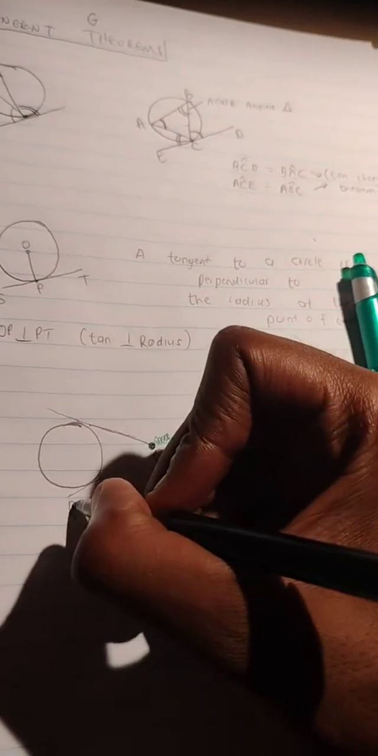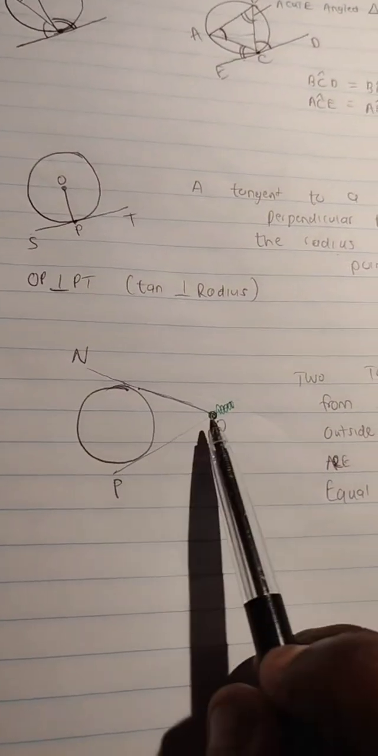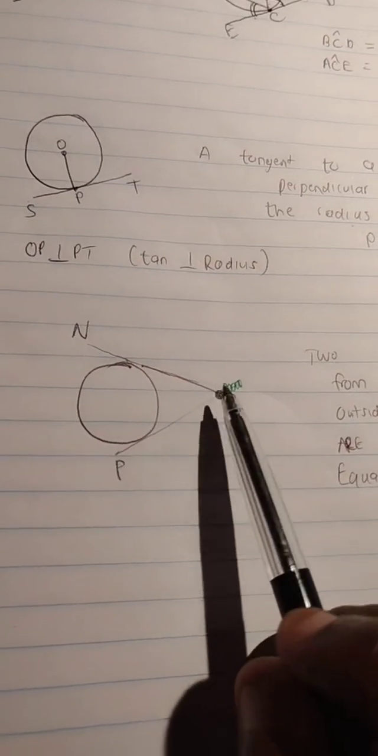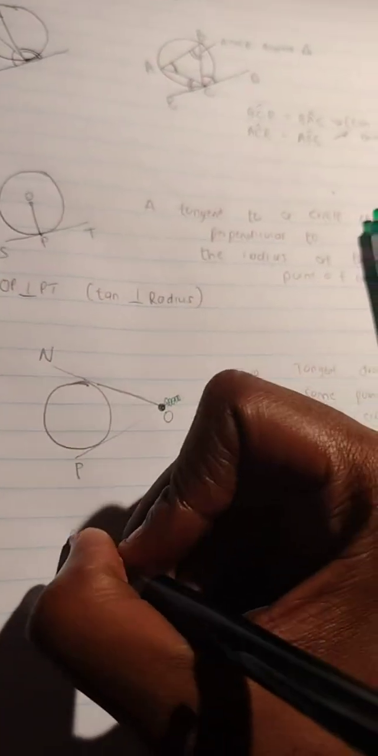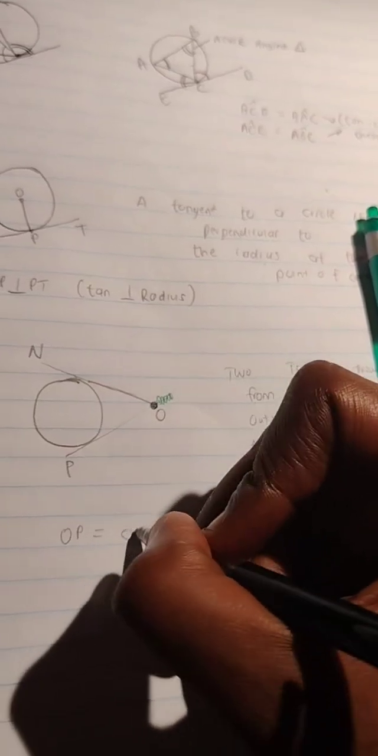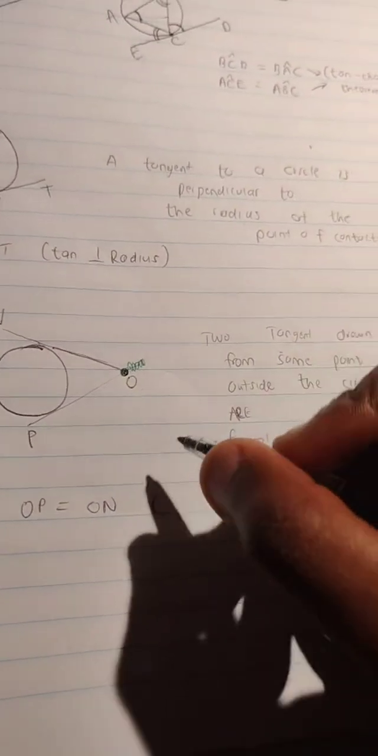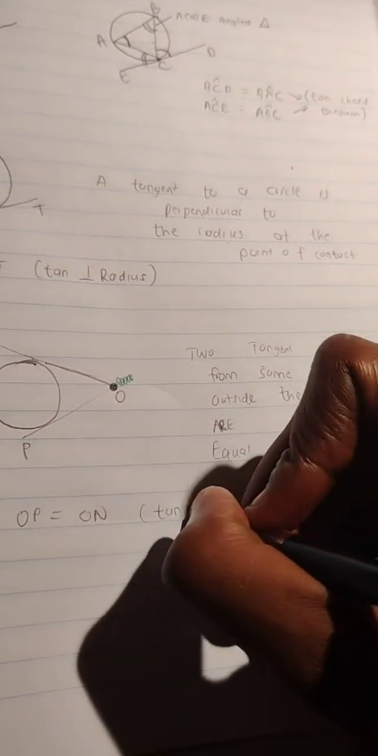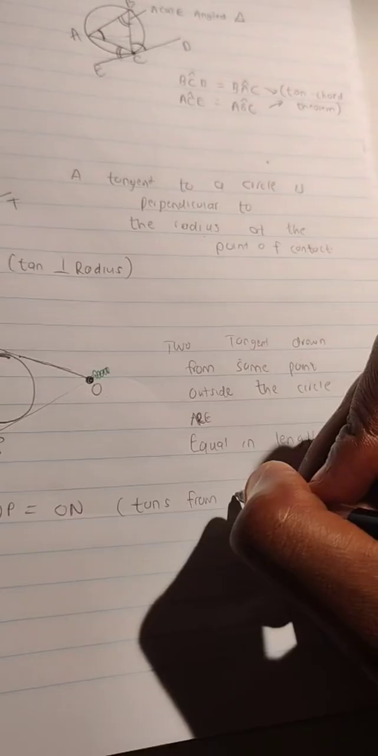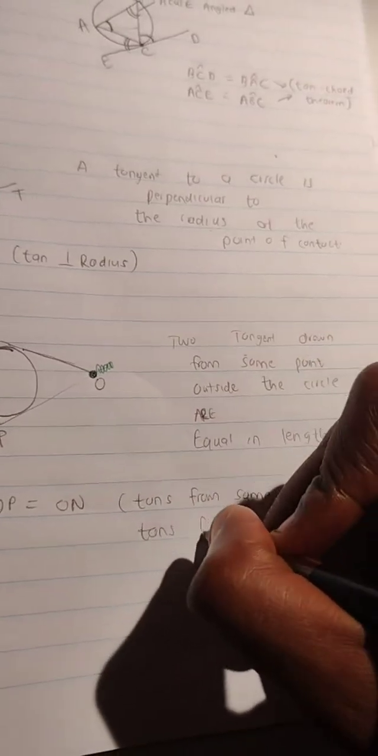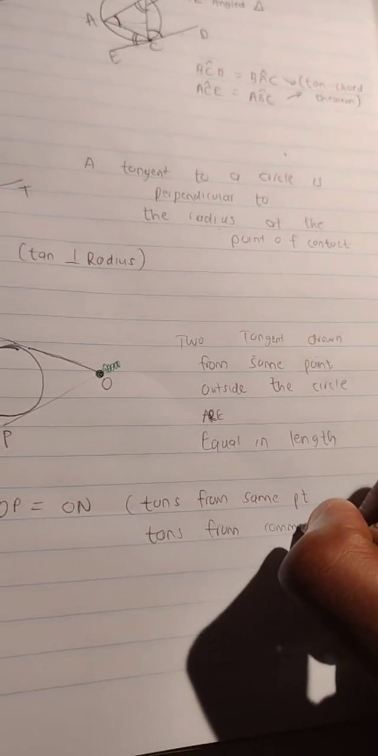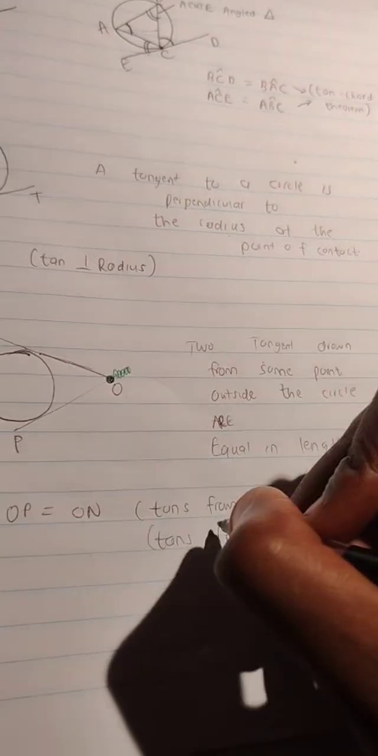So let's say we have OP and we have ON. If these two tangents are drawn from the same point, we can conclude that OP is equal to ON. And the reason we use, guys, is basically tangents from same point, or we can say tangents from common point. So you choose which one flows more nicely with you.